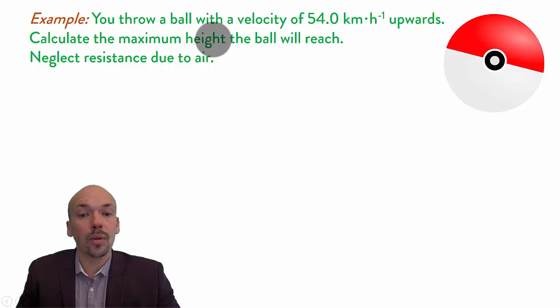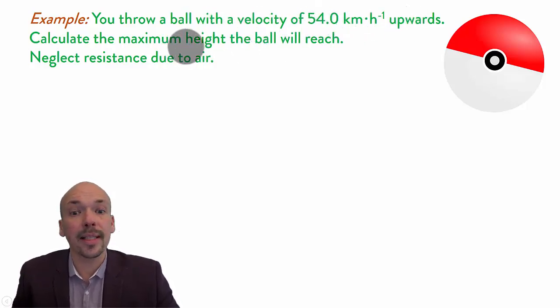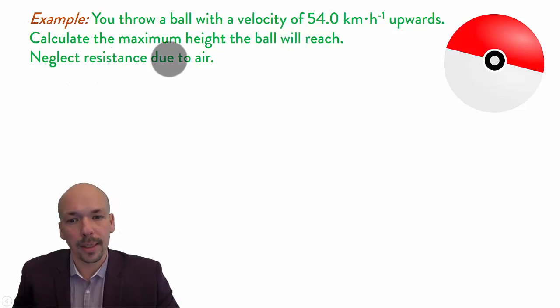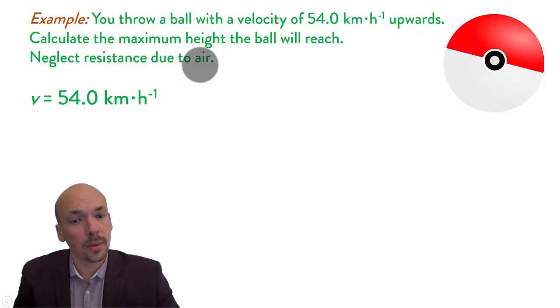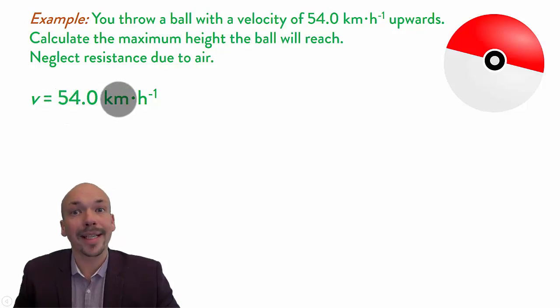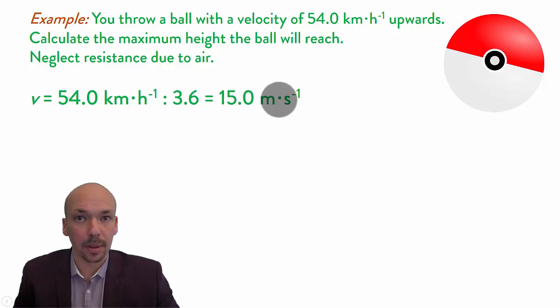Now this one, now you throw a ball with a velocity of 54 km per hour upwards. Calculate the maximum height the ball will reach, and you can neglect resistance due to air. So now we have kinetic energy at the beginning, and it will get a certain amount of potential energy. We have a velocity at the beginning, 54 km per hour. It has to be meters per second, so we divide by 3.6, so it's 15 meters per second.